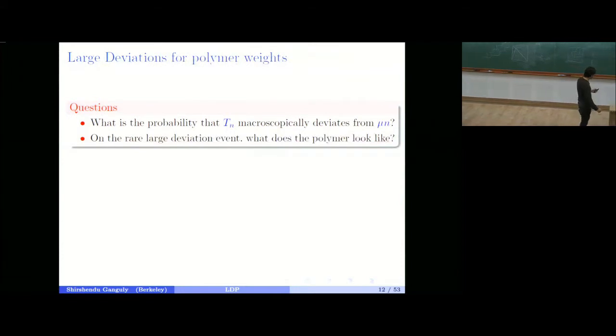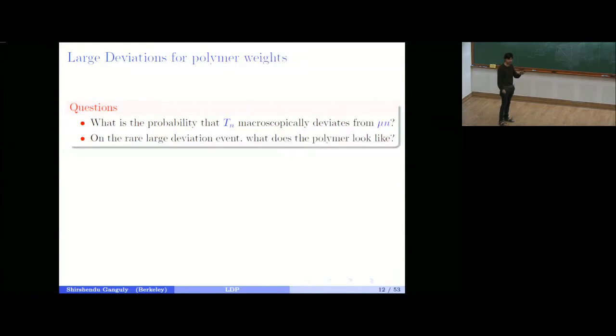And more importantly, this is the geometric question that will govern this talk, which is on this rare large deviation event. If you condition on that, what is the geometric property of the polymer? How do these exponents change? Typically we know the exponent is n to the 2/3. Now you can ask, if I tell you that the polymer is behaving atypically in length, what atypical behavior do you see in geometry?